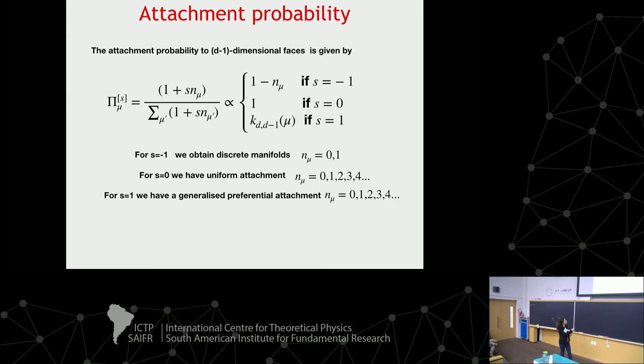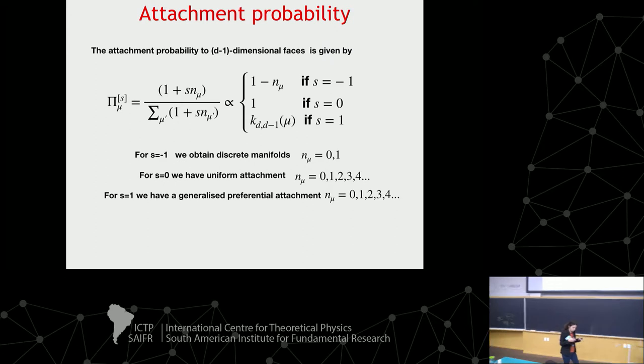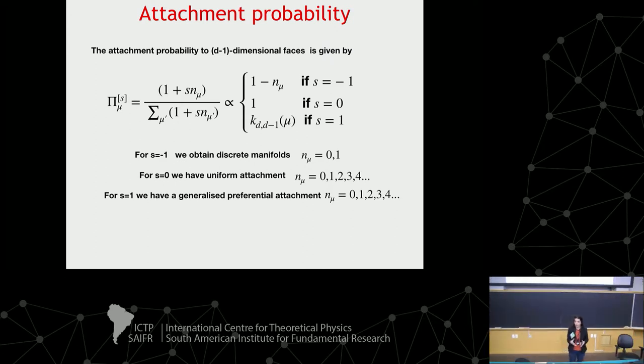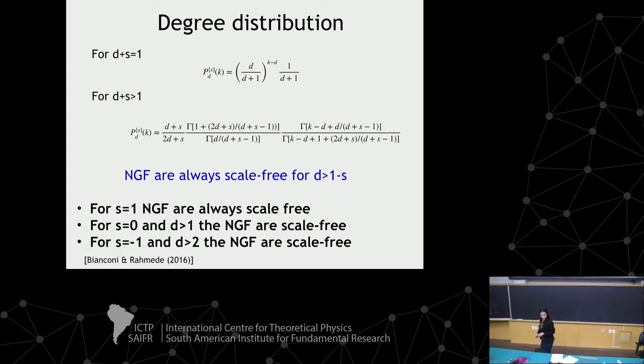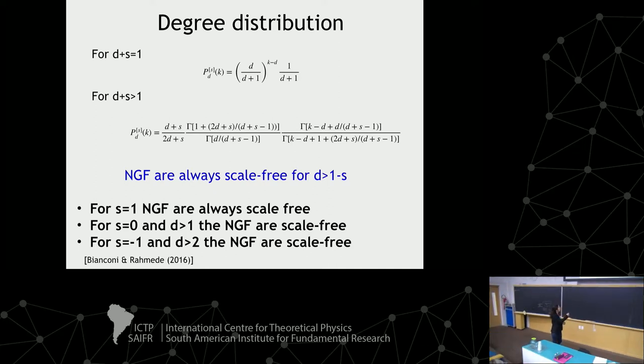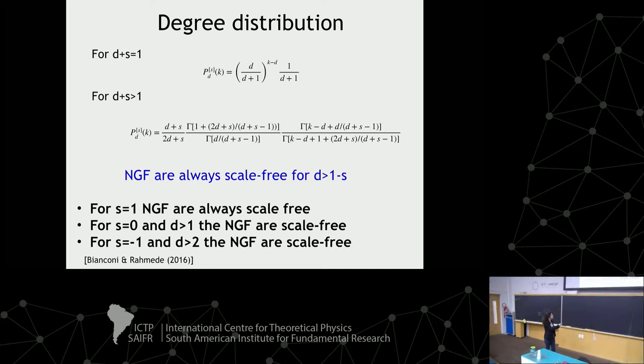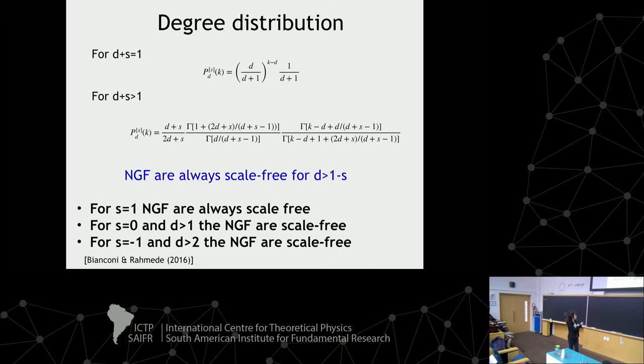For s equal to 0, we will have uniform attachment, so the incidence number can take any value. And for s equal to 1, we have a generalized preferential attachment, meaning the more d-dimensional simplexes are attached to a face, the more I want to attach to that face. So we can study the degree distribution of this structure, and we find a strong dependence on the dimensionality of the object. In particular, if we have generalized preferential attachment, these NGF are always scale-free. But for uniform attachment, as long as we are in dimension D greater than 1, these NGF are scale-free.